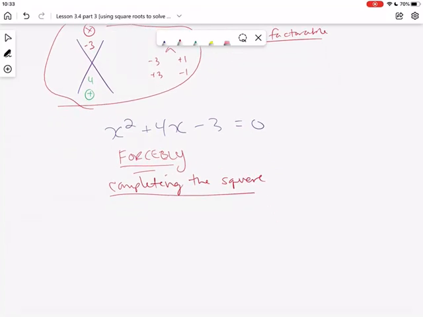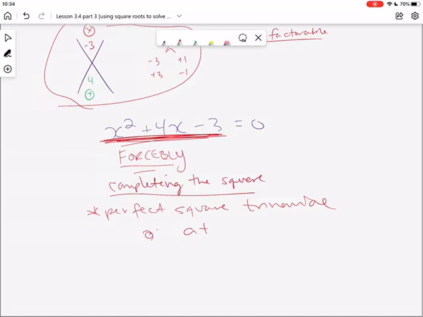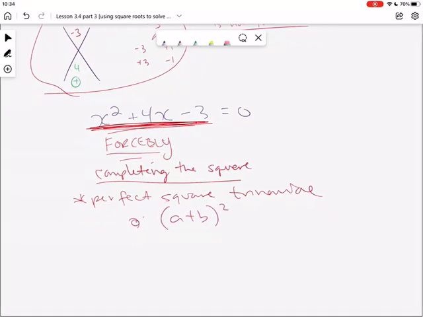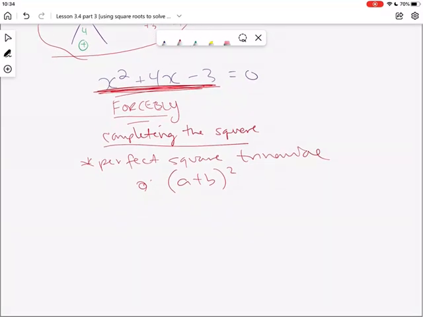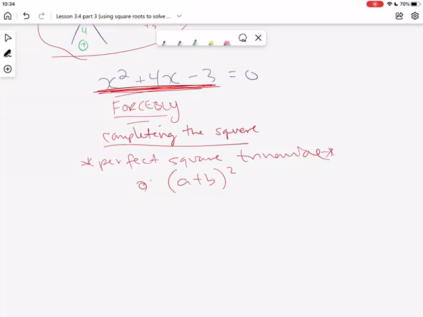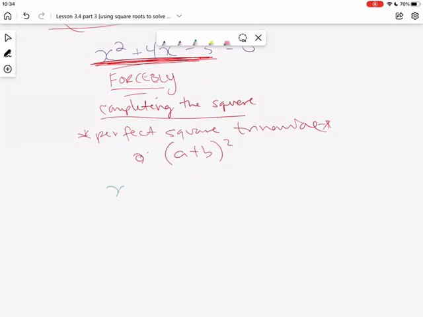The reason we use this name is because I want to turn this into a perfect square trinomial. If I change this to a perfect square trinomial, then I definitely know that I could factor it. I could rewrite it as something that looks like this, (a + b) all squared. And then maybe I could manipulate that somehow. So that's what I'm going to do: change this expression so that I do have a perfect square trinomial. And we're going to take a look at how we're going to do that.